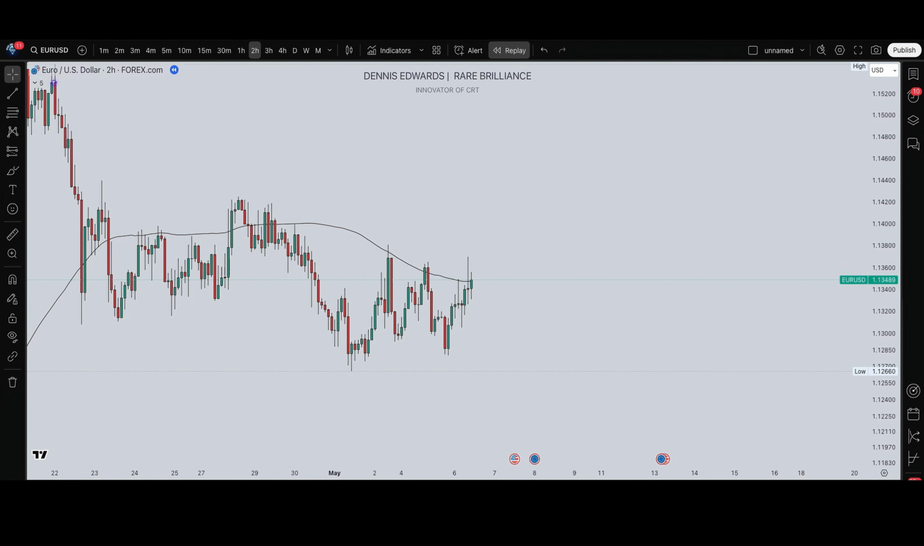So now that you understand what candlestick clarity really is and why it can only exist within structure, let's talk about why it matters in the first place: why most traders never get to this point and what that costs them in the long run.